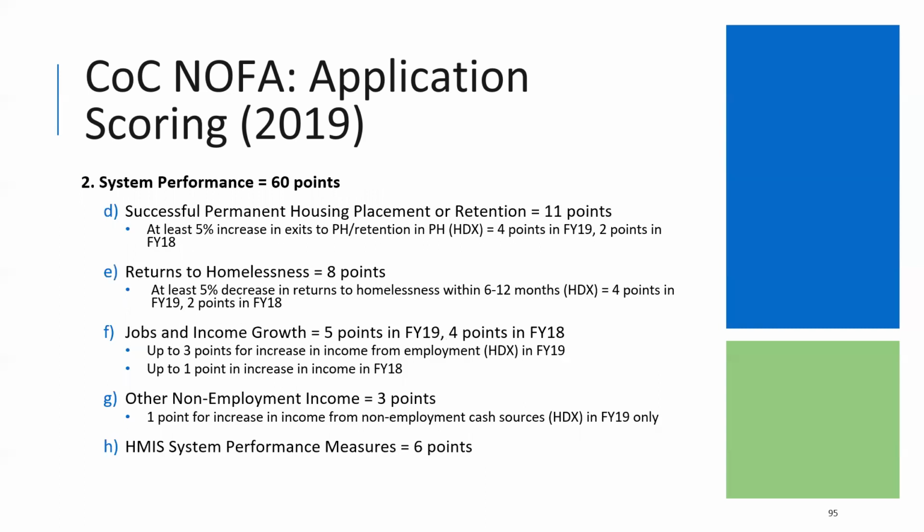HUD looks at your successful permanent housing placement or retention. They want to see that more people every year are exiting to permanent housing. HUD looks at returns to homelessness. What percentage of folks are returning to homelessness after exiting to permanent housing? Jobs and income growth. So HUD is looking at the number of folks who are increasing their employment income or non-cash benefits. And then your system performance measures. Did you submit your SPMs on time? That sort of thing.